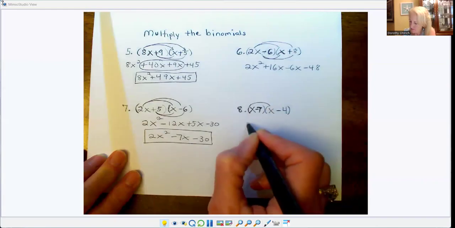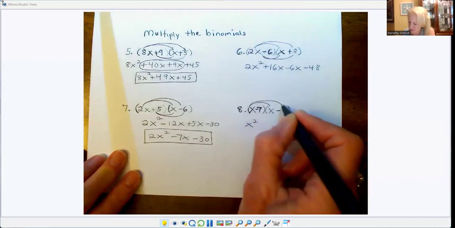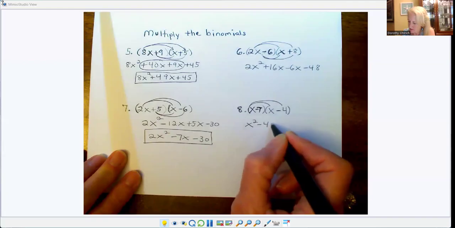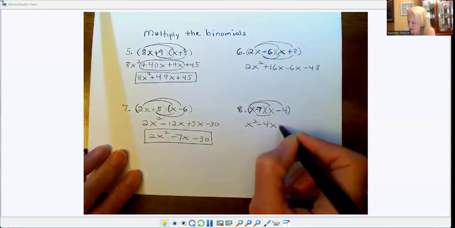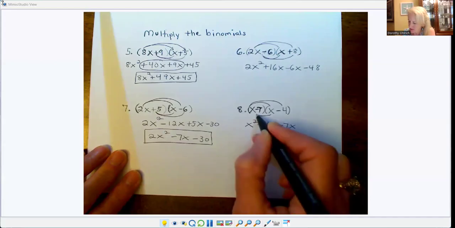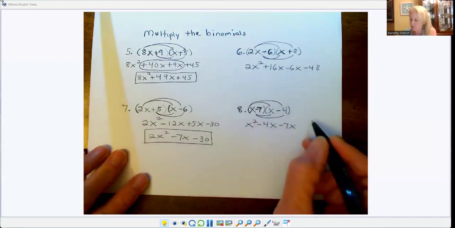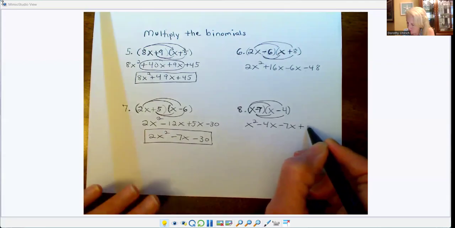X times x. X times negative 4 is negative 4x. Negative 7 times x is negative 7x. Negative 7 times negative 4 is positive 28.